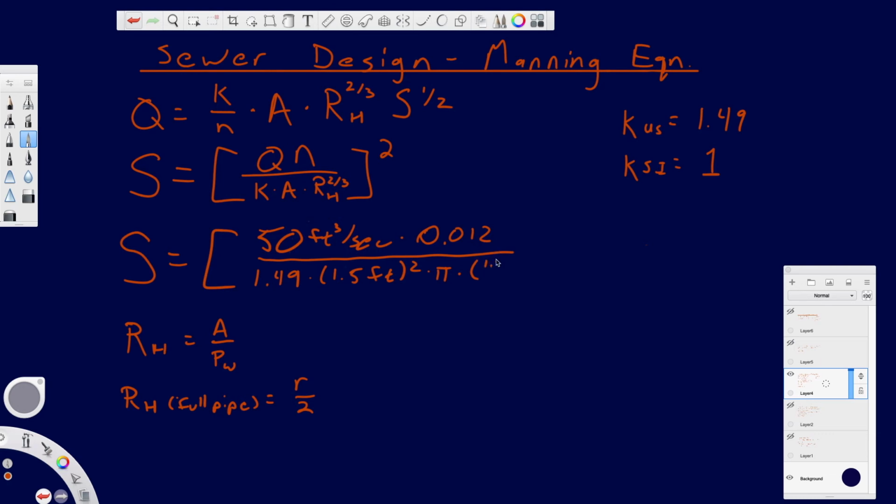And so that's what I would expect you to see on the FE, because they're not really going to want to make it really challenging or time consuming. So that's our R value to the 2/3, and this whole thing gets squared. Okay, so if you solve all that, this comes out to be 0.004, about 48. So in terms of slope, that would be almost 0.5, so 0.48% slope. Okay, so that is it for that one.